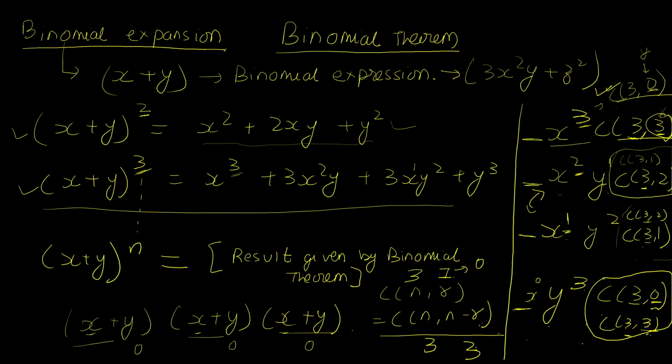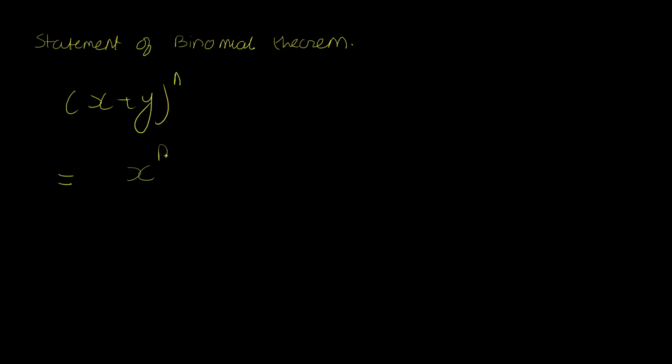So let's write this formally now. I think we're ready. So I'll write the statement of the binomial theorem. We want to calculate (x plus y) raised to the power n. And just from our discussion from earlier, we know this is equal to x power n. That will be my first term.